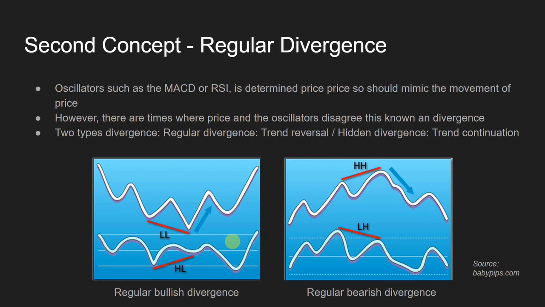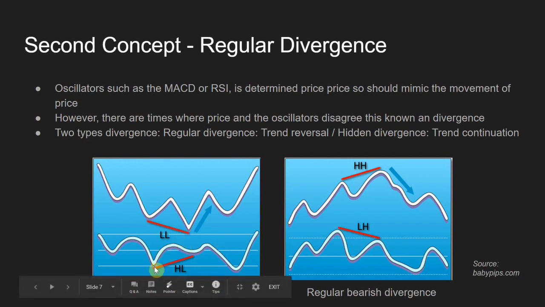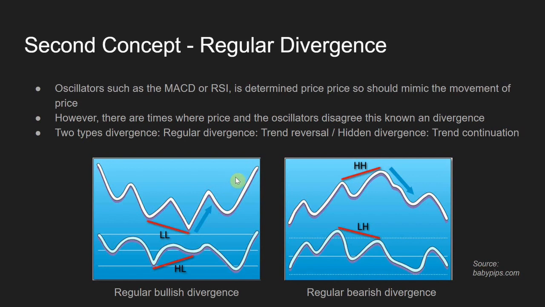And this is what's known as regular bullish divergence, where price is making a lower low, but the oscillator is making a higher low. So again, this might be a bit difficult to comprehend at this point, but it will become clearer. Again, we'll go through a few examples inside this course. So that's regular bullish divergence. Now we're going to look at an example of regular bearish divergence.